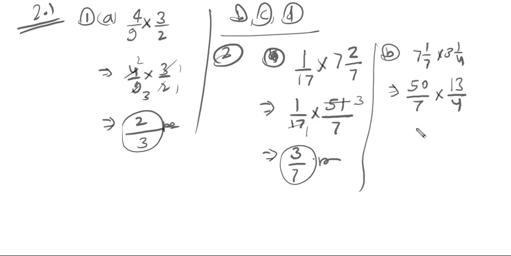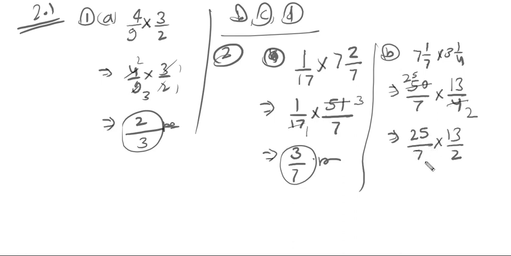Now here you can see we can cut it. This we can cut by 2. 2 twos are 4 and 1 is remaining, 2 fives are 10. So it will be equal to 25 upon 7 into 13 upon 2, right? Here we cannot cut anything else.